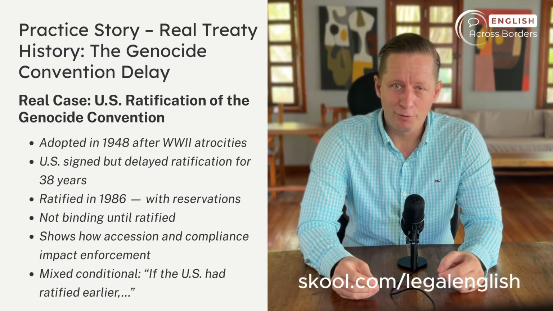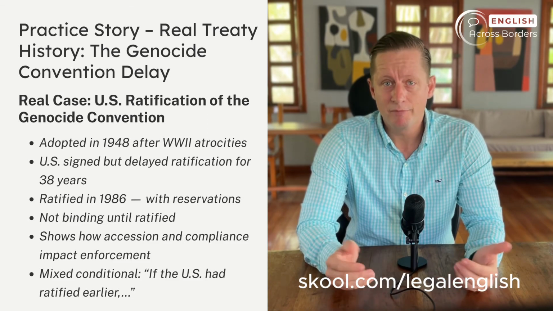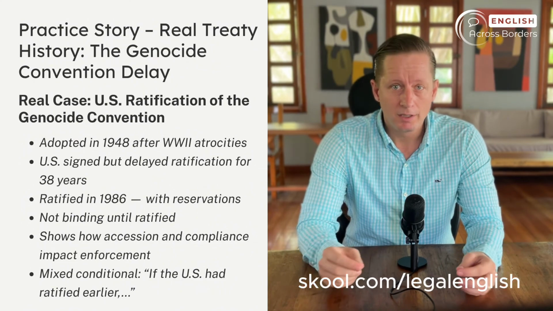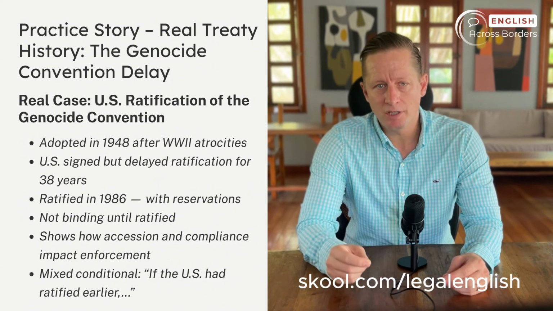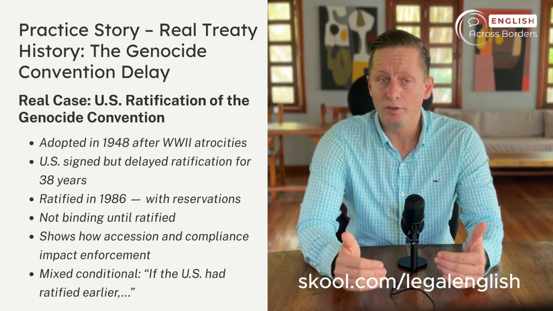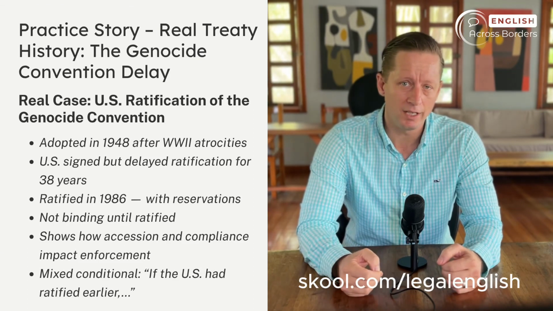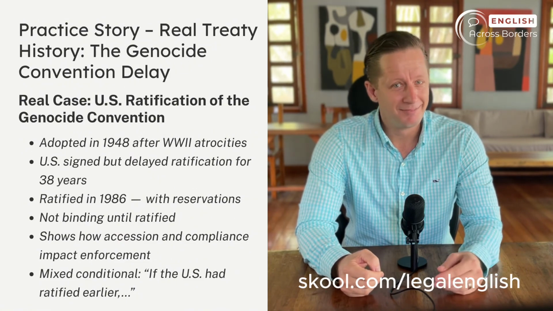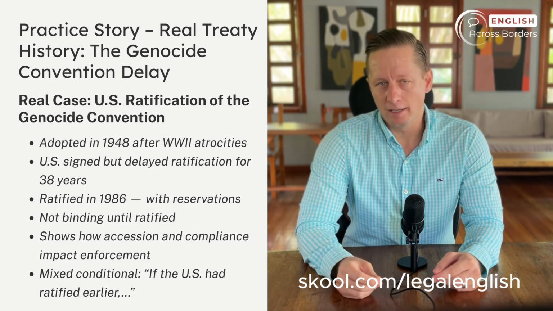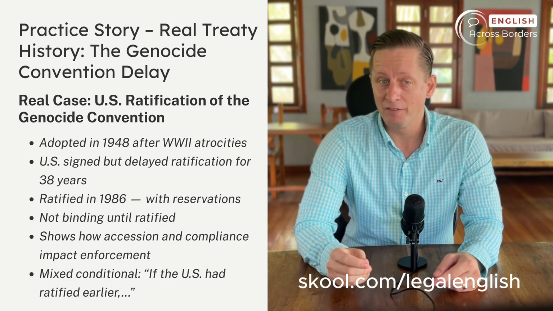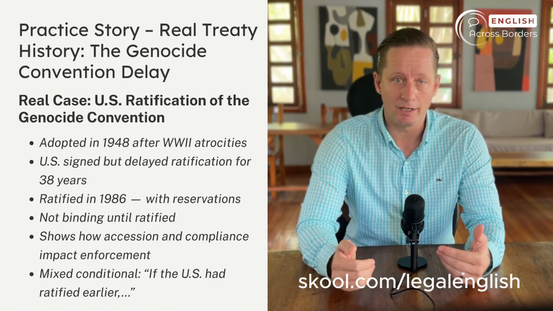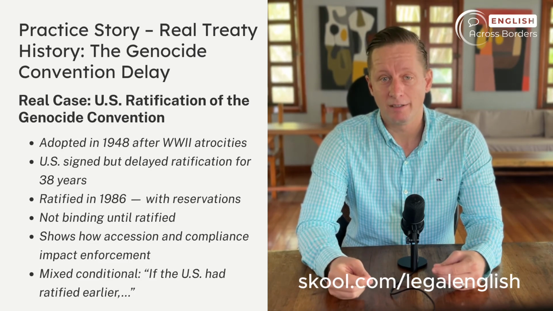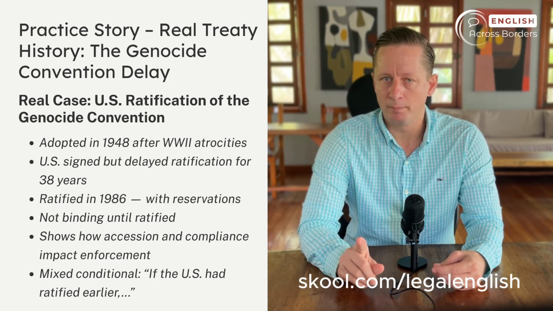Let's look at a powerful example from international treaty history, the Genocide Convention. After World War II, the world was shocked by the Holocaust. In response, the Convention on the Prevention and Punishment of the Crime of Genocide was adopted by the United Nations in 1948. Most countries ratified it quickly, but, as is custom, not the United States. For decades, U.S. officials were concerned that the convention might be used against the country in international courts. So, although the treaty had been signed, it was not ratified, and without ratification, it wasn't binding.